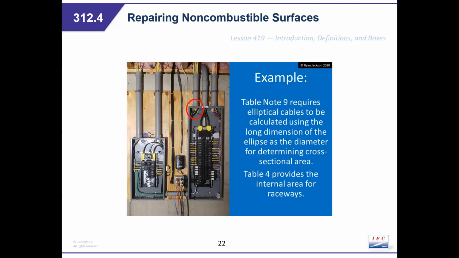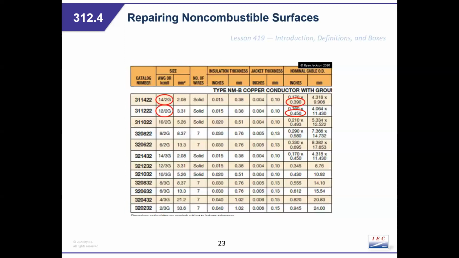Table Note 9 requires elliptical cables to be calculated using the long dimension of the ellipse as the diameter for determining cross-sectional area. Okay. Table 4 provides the internal raceway area. So these are these tables we were talking about in the breakdown.